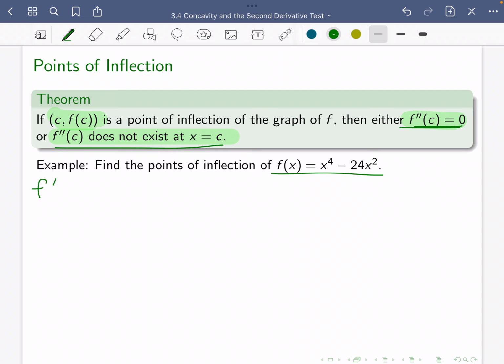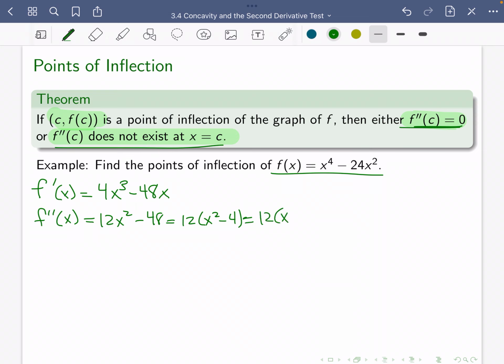To find those, we're going to take our first derivative. Our first derivative is 4x cubed minus 48x. Then we will take our second derivative. Our second derivative is 12x squared minus 48, which is 12 times (x squared minus 4), which you could factor further into 12 times (x plus 2) times (x minus 2).